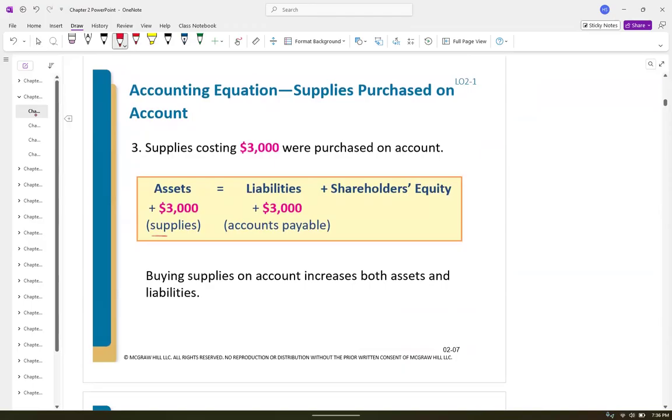Next thing we're going to do, we're going to purchase some supplies. Remember, supplies is an asset. It is an asset until we use it up. So we will debit the asset account supplies for 3,000 and we'll credit accounts payable for 3,000.